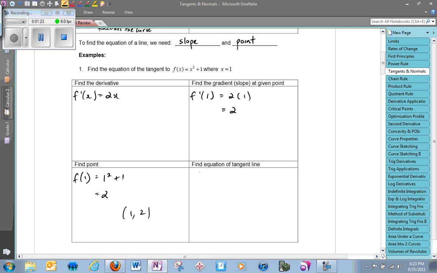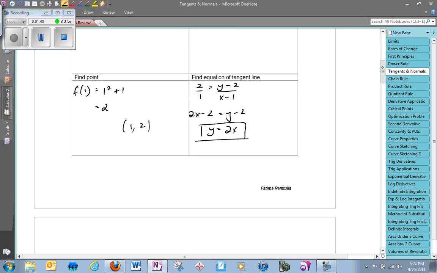Doesn't matter. Find the equation of the tangent line. So 2 over 1 is equal to y minus 2 over x minus 1. That's 2x minus 2 is y minus 2, so y is equal to 2x. There's the equation of my tangent line. Again, a question like this shouldn't take you longer than about a minute and a half to do. You should probably be able to get it down to about a minute and see where it goes from there.